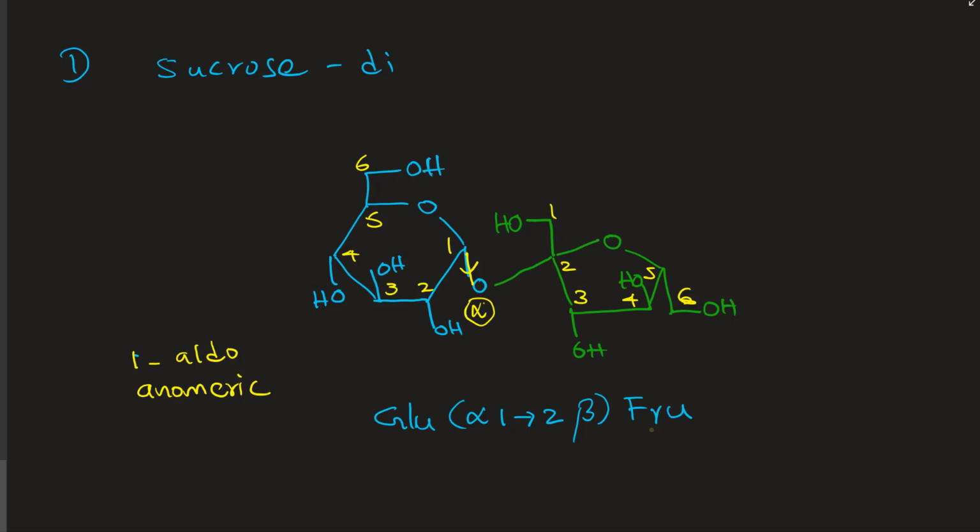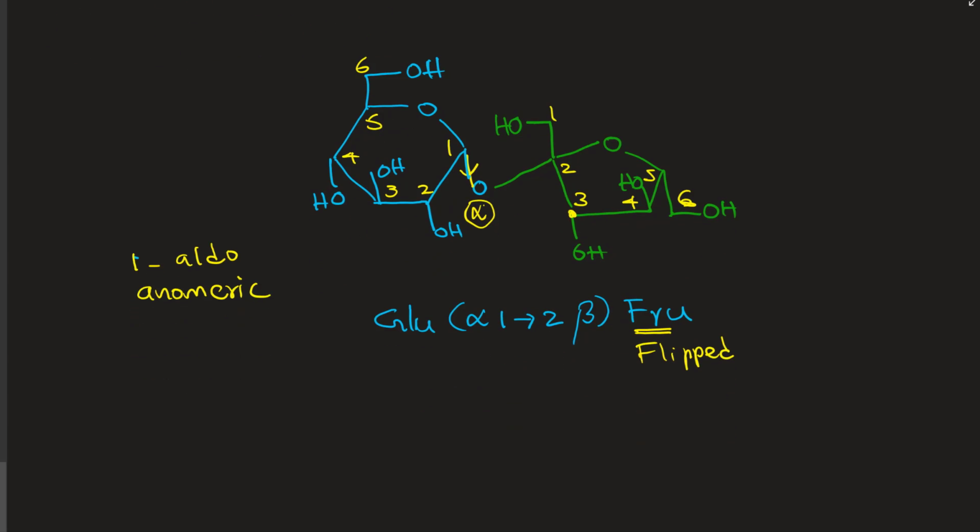The only thing is, you see the green, the fructose is flipped. Just notice that. Now, that's one way. There are other ways to draw. So this is a good way to know the disaccharide description, alpha 1 2 beta, and also the anomeric carbon, 1 for the glucose and 2 for the fructose.